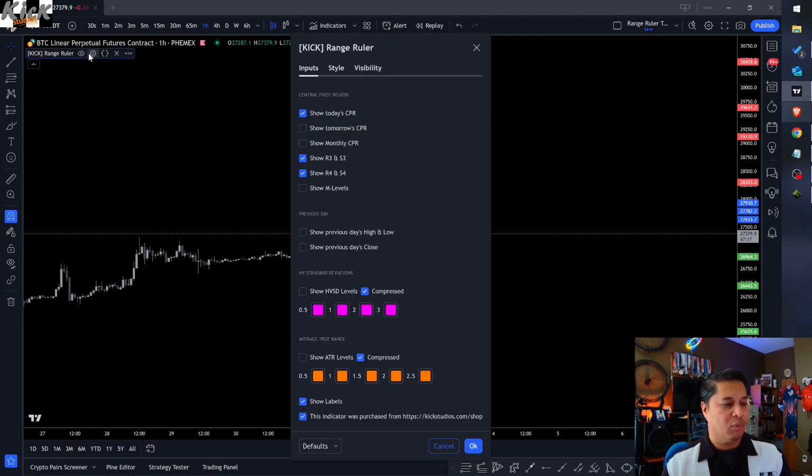In fact, right now I'll talk about this, that if you don't want to see the third and fourth level, you can turn those off, because a lot of times, most days, you focus around the space between R2 to S2, and some days you're just within the central pivot range itself. Okay, so you could turn those on and off right there, but they are on by default.